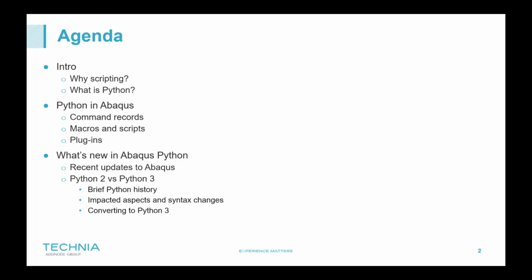And lastly, we'll look a little at what's been added recently to the Python interface of Abaqus in recent versions. And in particular, we'll look at the most recent update of Abaqus, where we have switched from Python 2 to Python 3. Some notes on the background to that, and what we need to be aware of in this context, and how we overcome the issues that come with it.